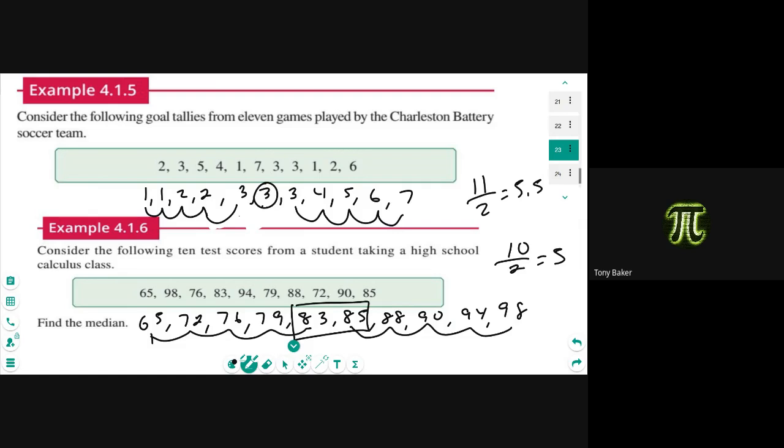And you find the average of those two, the mean of those two. So you add up those two numbers, so 85 plus 83, and divide by 2. In this case, my mean is going to be 84. Anytime you have an even number of values, you're going to add the two numbers together and divide by 2. Anytime you have an even number, that's going to happen.